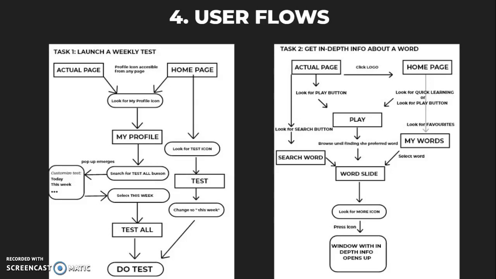Second one for getting in-depth information about the word. So you should go to the play button. That will be the happy path. Or you can go to quick learning, and that will launch a slide, word slide. You can look for a word in the search box. You can go to your favorite words. And in this slide, you should look for the more icon, the plus icon, and a window with more information opens up.